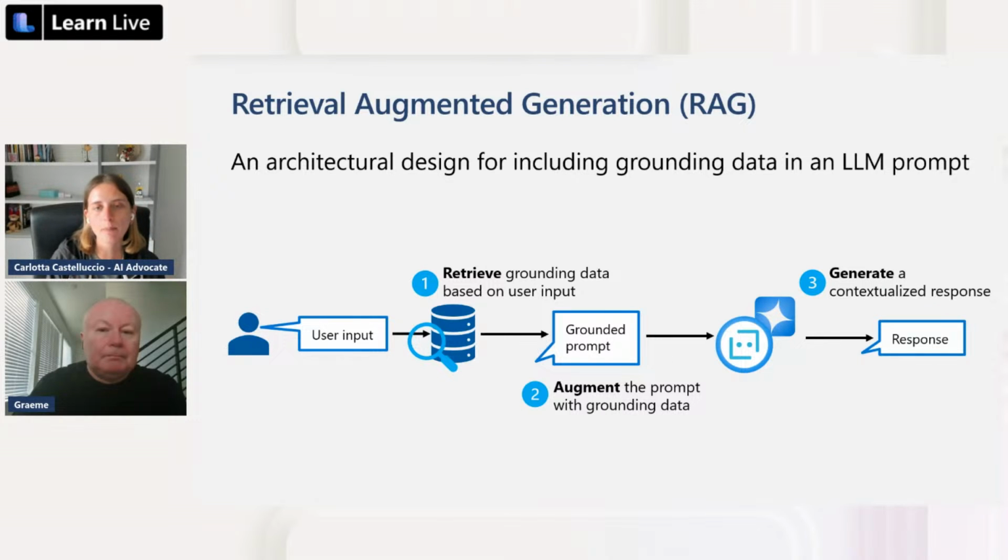So looking at the RAG pattern represented in this slide here, it works like this. First of all, the user inputs an initial prompt, which is used to search a data source and retrieve relevant grounding data. Then the grounding data is used to augment the prompt by adding additional contextualization and scoping text. And finally, the augmented prompt is submitted to the large language model, which can then generate an appropriate response in natural language.